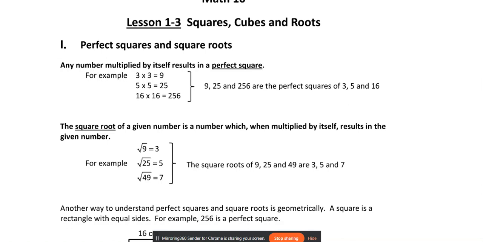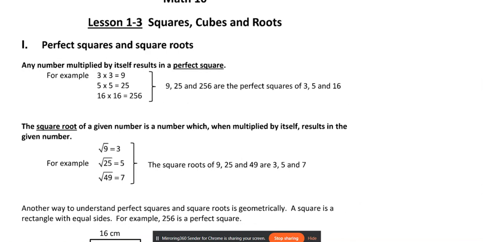All right. So 1-3: squares, cubes, and roots. Good news is we kind of did this in Math 9. You guys remember the square root unit in Math 9? You hated that? Yeah, so more of that. If you remember where the idea of a square root comes from, if I had a square, and one length was 3 and the other length was 3 because it's a square, and I wanted to find the area, you'd go 3 times 3, or 3 squared, is equal to 9.